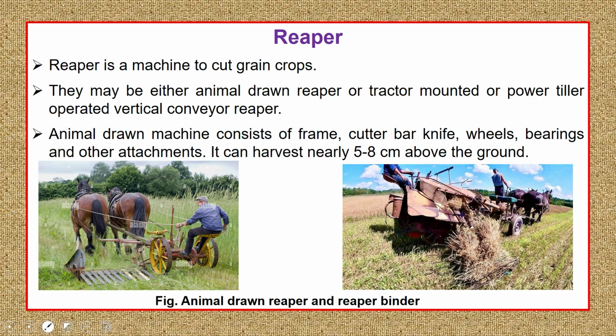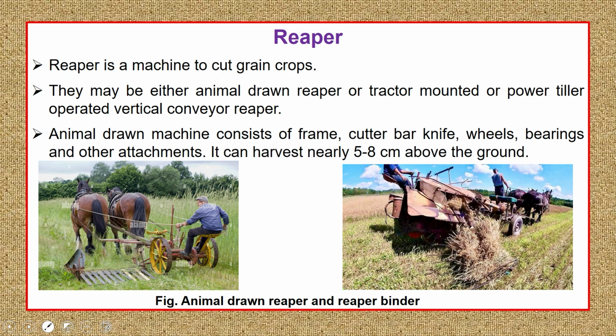So the next machine used for harvesting is a reaper. The reaper is a main machine used for harvesting grain crops. Here the grain crops are like wheat, paddy, and all other cereal crops. Any crop similar to wheat and paddy, for them we can use this machine. So that's why the reaper is referred to as a grain crop harvesting machine or equipment.